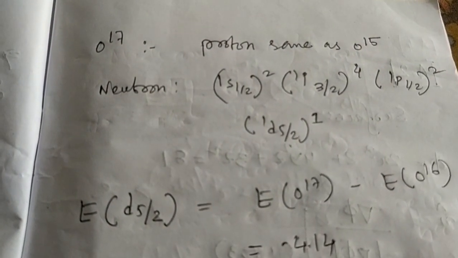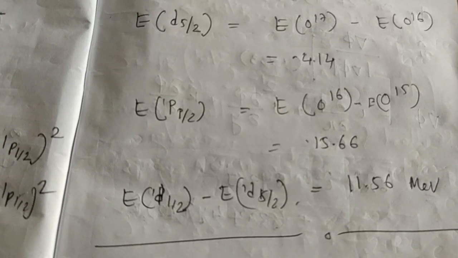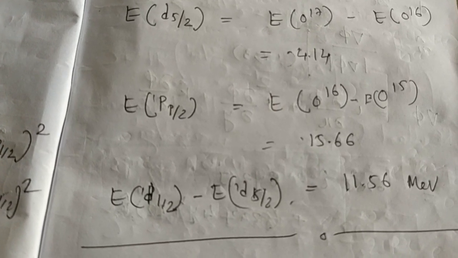To get the energy of the orbitals, for the d5/2 orbital you just need to subtract the energy of O16 from O17, and for the energy of p1/2 you subtract the energy of O15 from the energy of O16. You get 15.66, and so the difference between those orbitals is 11.56 MeV.